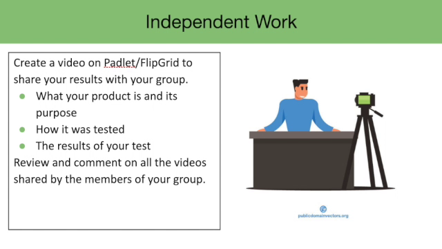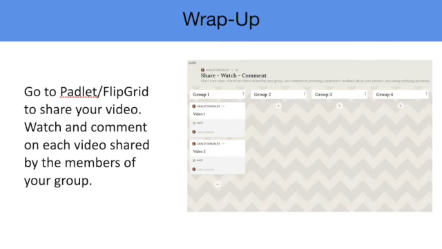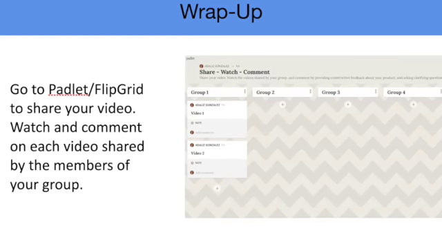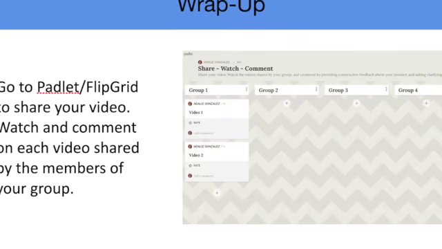Each student in each group should build their own prototype and test it, recording a video of the process in order to share the results with the group. The videos should include what the product is and what its purpose is, how the prototype was tested, and what the results of that test were. Students should then review and comment on their group members' videos, which is easy to do in Padlet or Flipgrid.